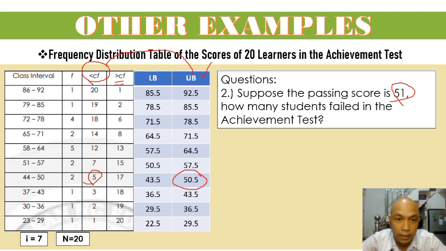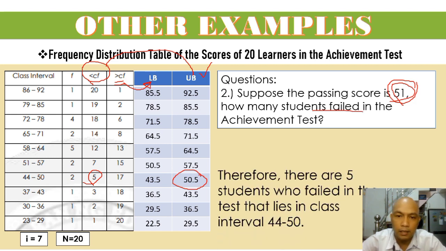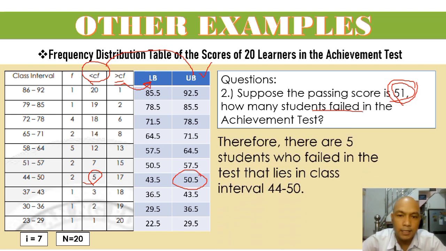The equivalent of the greater than cumulative frequency is the lower boundary. If we interpret that, the 5 means there are 5 students who got less than or equal to 50.5, which is also less than 51. Unfortunately, they failed. Too bad. Therefore, there are 5 students who failed in the test, which lies in the interval 44 to 50. You can see it here, corresponding to it, so it is 44 to 50.